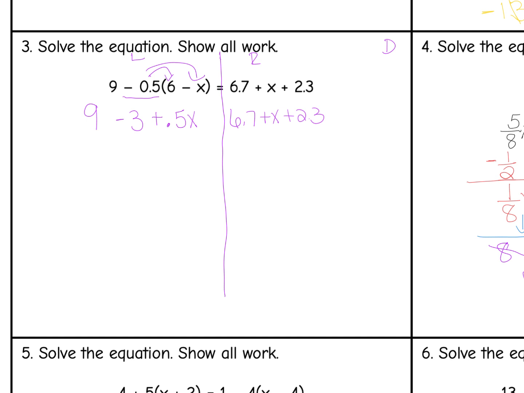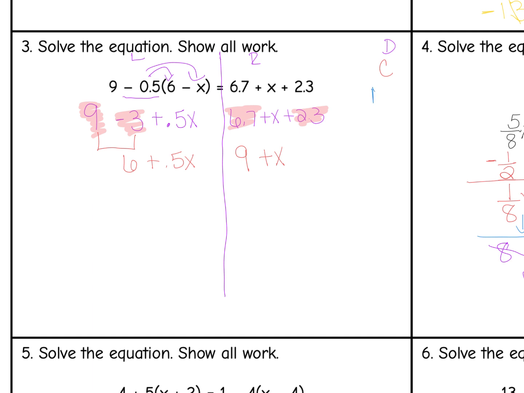My next step, combine like terms. So let's take a look at the left-hand side. Do I have any like terms on the left-hand side? Well, yeah, I have a 9 and I have a -3. Those are like terms. So if I combine 9 minus 3, I get 6. And I'm going to bring down my 0.5x. And then on the right-hand side, I have a 6.7 and a 2.3. And if I combine this, I get a 9 plus an x. Okay, so combine like terms done.